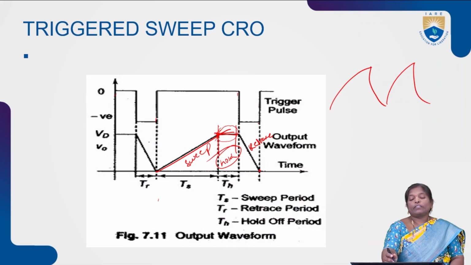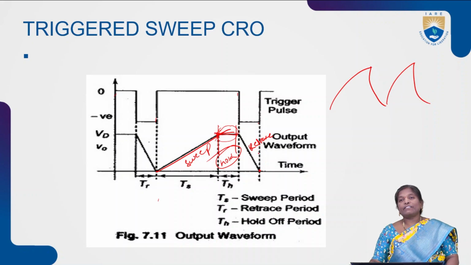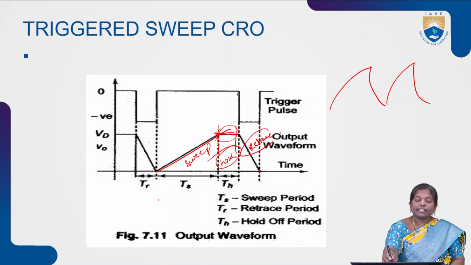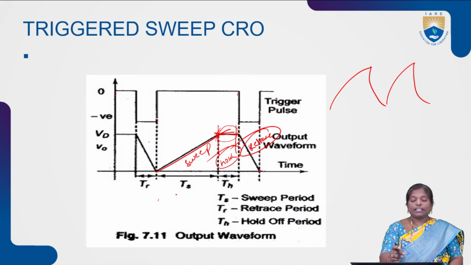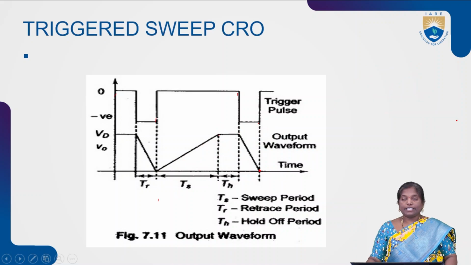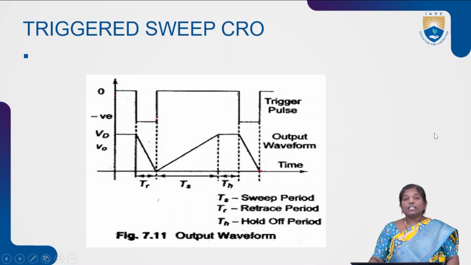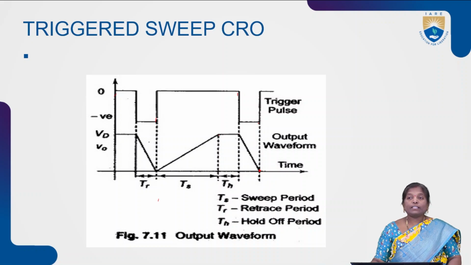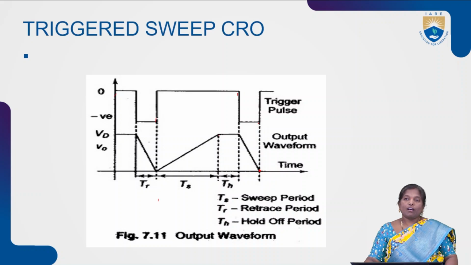Whereas when the triggering pulse changes its level, the capacitor starts discharging. That period is called the retrace period. So we have the trace period or sweep period, retrace period and hold period. This triggered sweep circuit is mainly applicable whenever the input is given in the form of a voice signal or in the form of a music signal, because it is not continuous, it is the triggered sweep circuit.